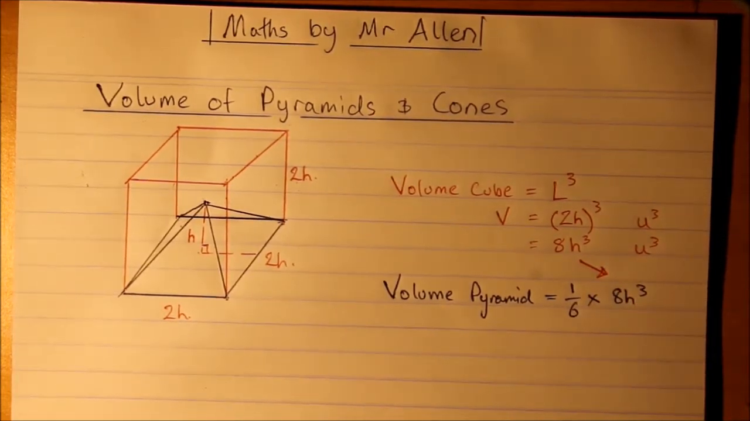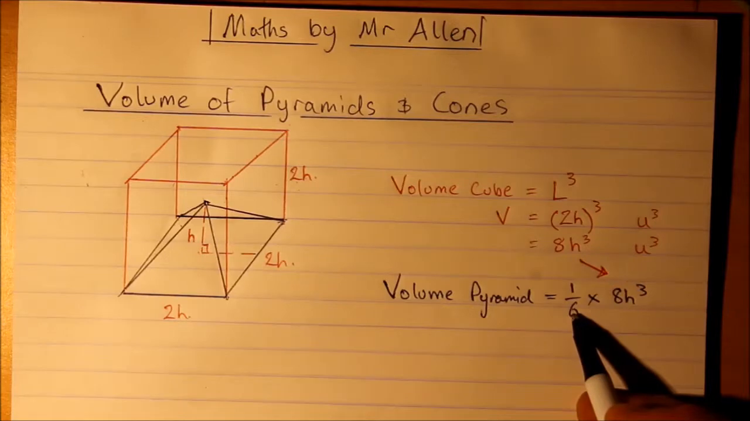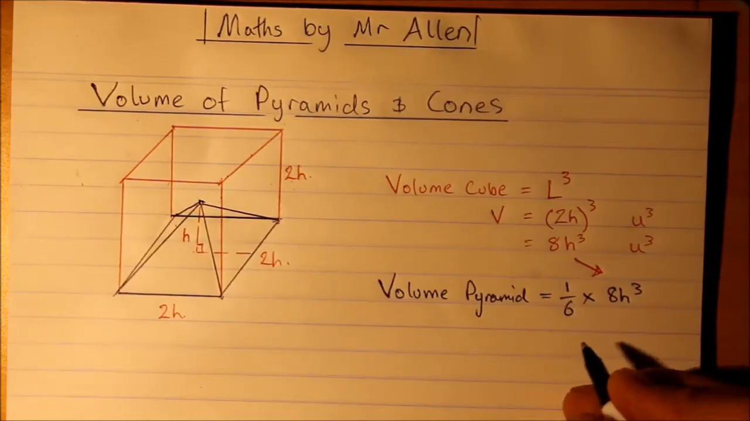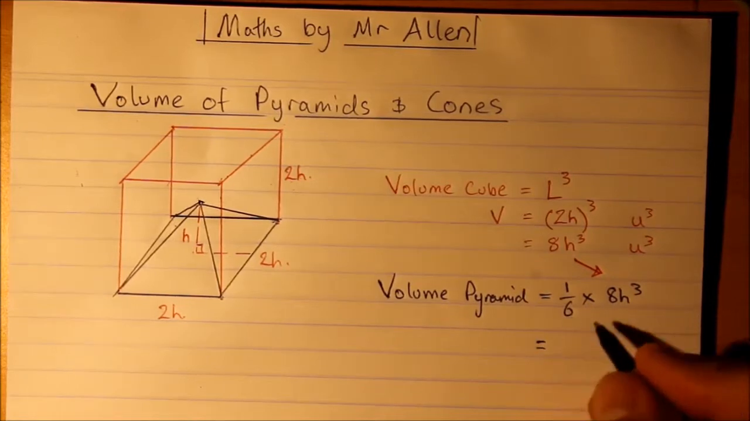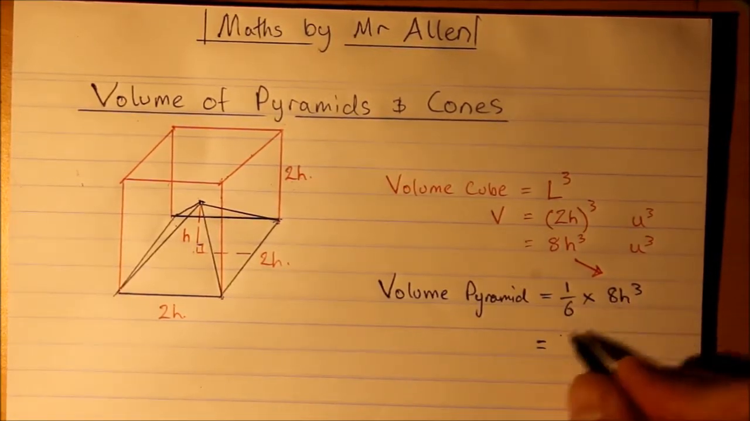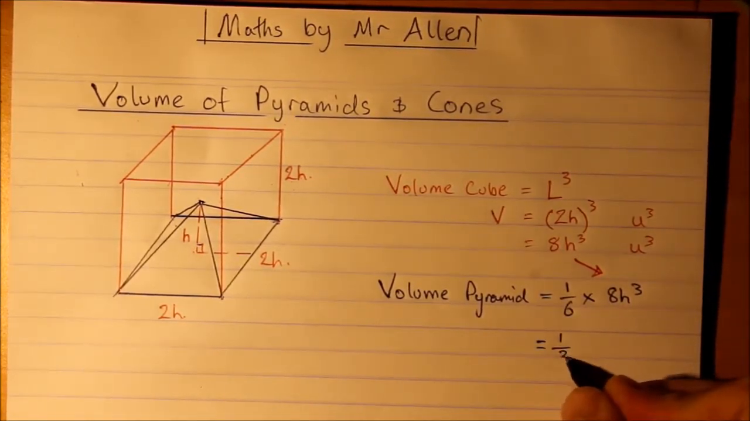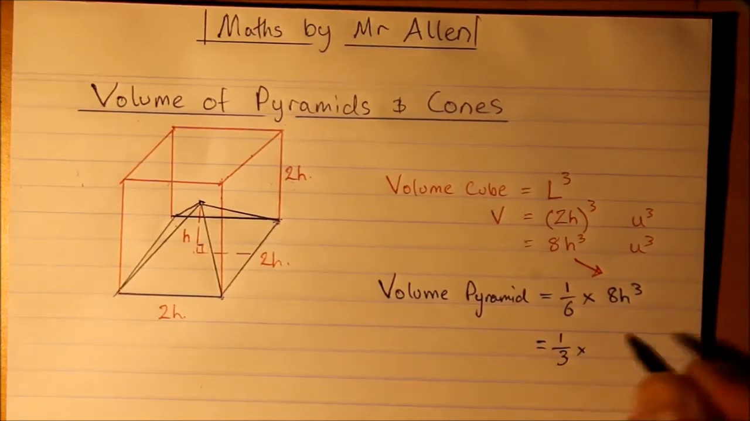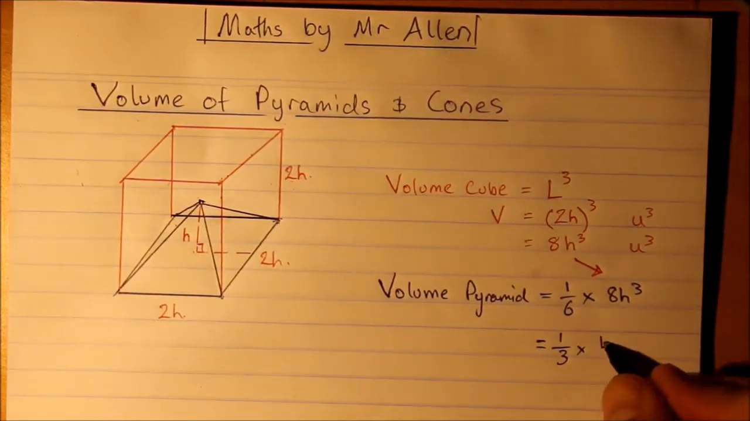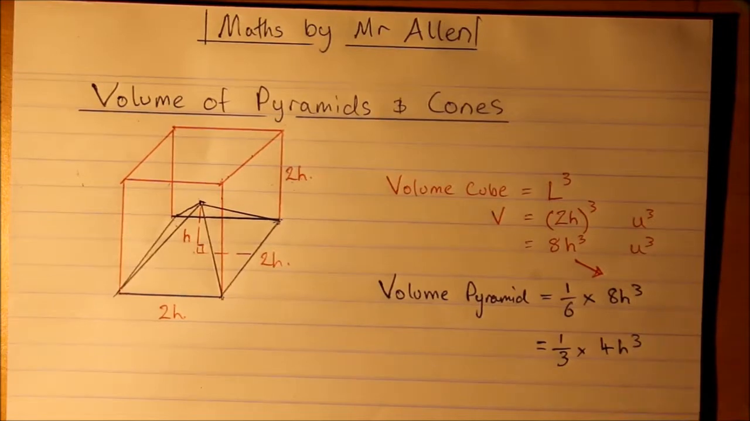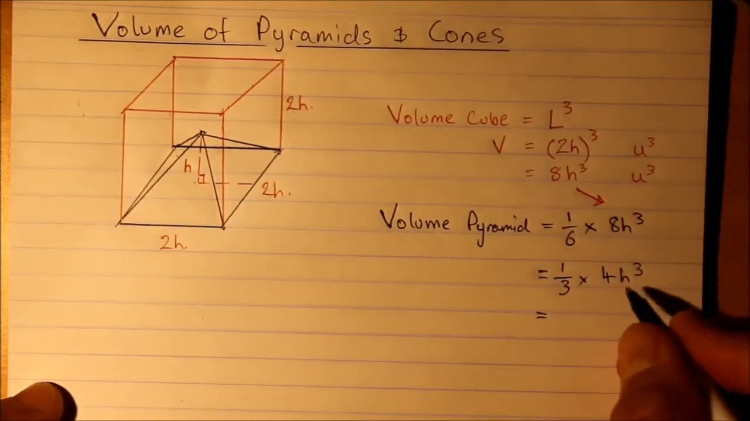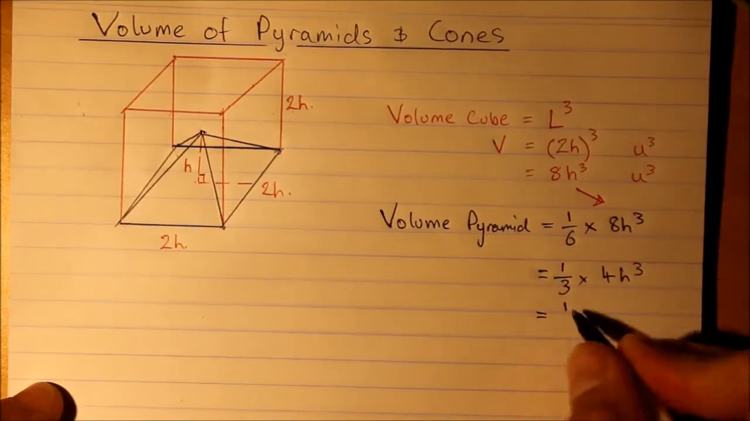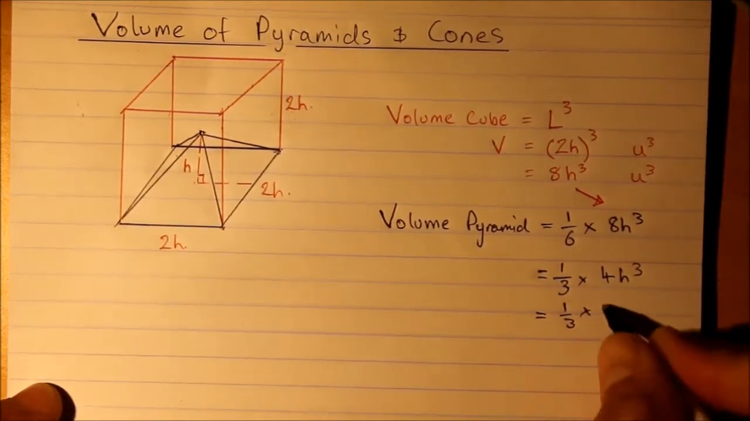Okay. So what's that equal? Well, if you wrote it like this, that simplifies as 1/3 times 4h cubed, and then what you'll see is that you can pull a height out.